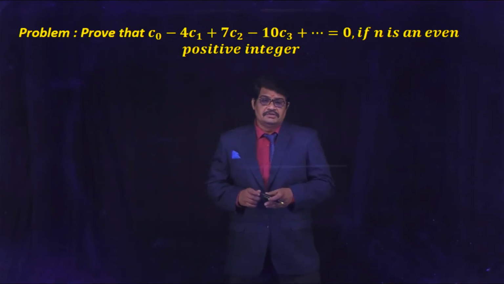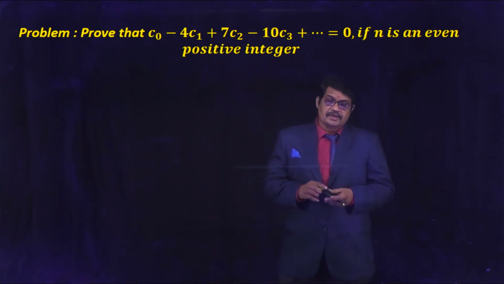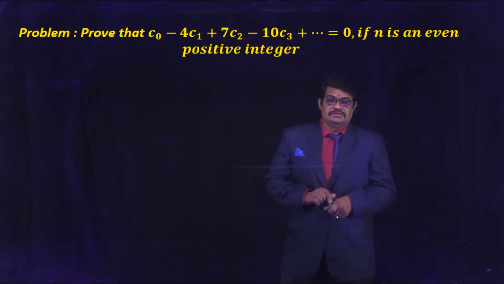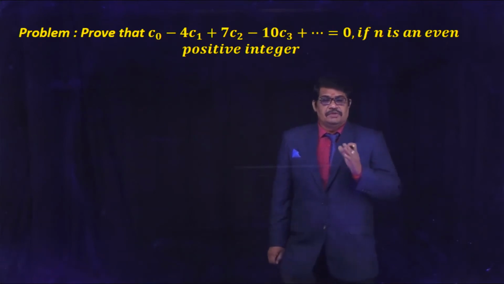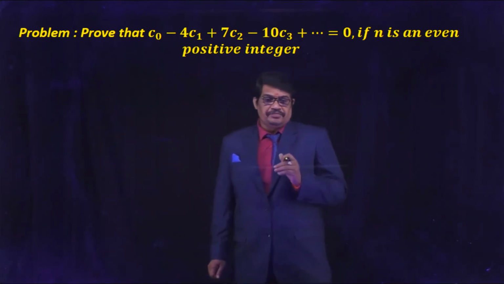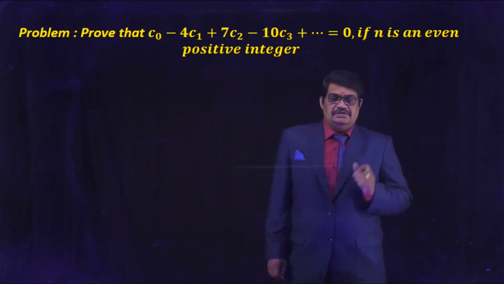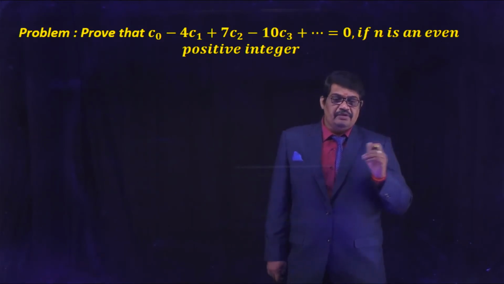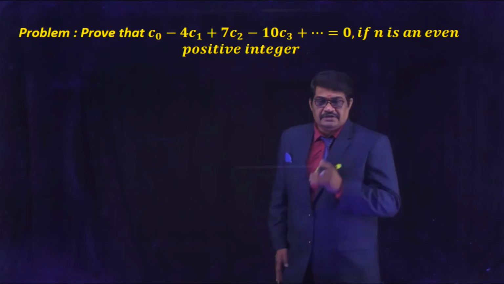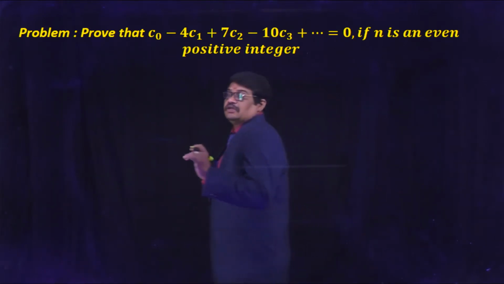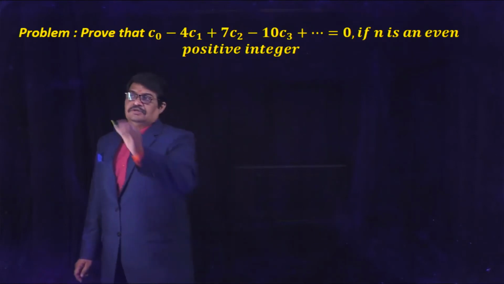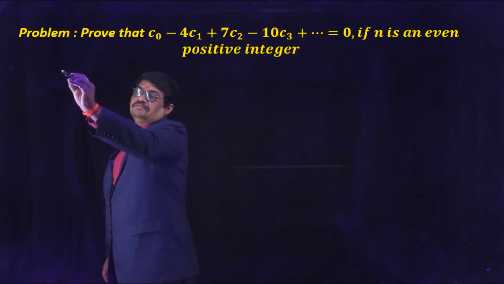See the problem. Prove that C0 minus 4C1 plus 7 into C2 minus 10 into C3 and so on, that series value is 0 if n is an even positive integer. Now we are proving this result. See the solution.